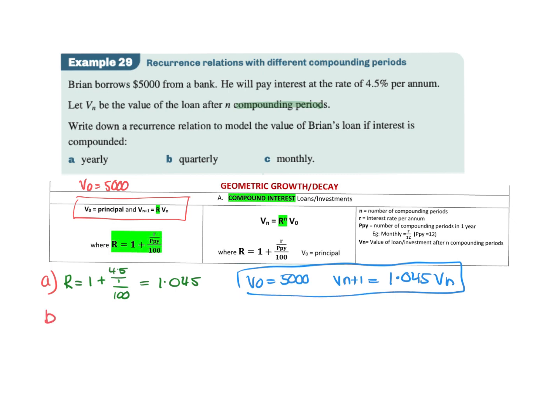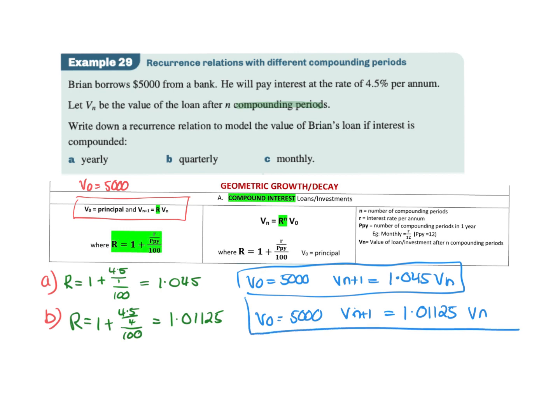And then if I have to do it quarterly, when I work out the R this time, it's going to be 4.5 divided by, was this quarter? Yeah, quarterly, divided by 4. So then we end up with an R value of 1.01125. Remember, don't round that common ratio, that big R value. Don't round it. You put every number in. So V0 equals 5,000. Then this rule will just be that new R value times Vn. Okay? So there's that one.